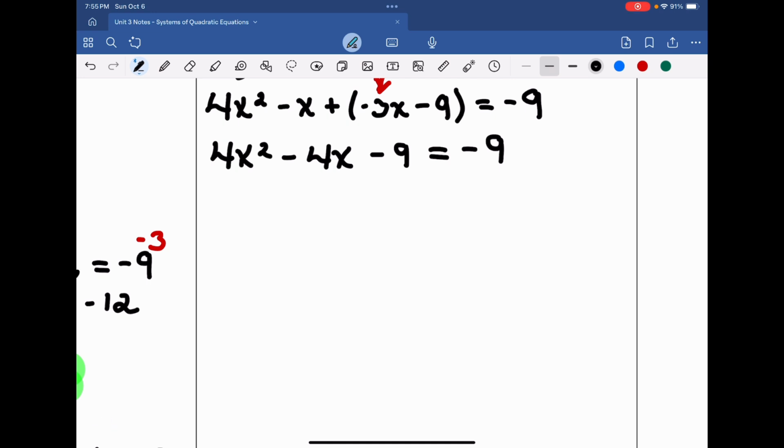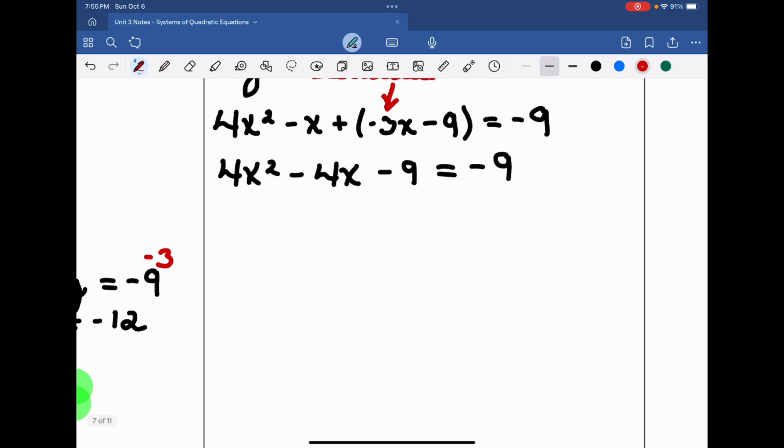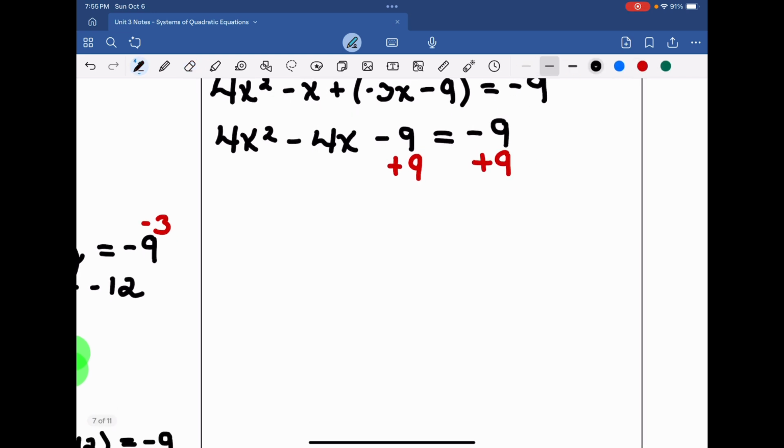To isolate x, what we could do is add 9 across, because realistically, we should be thinking about whether this is going to be a trinomial or a binomial, depending on what happens. I'm going to add the 9 across to both sides. Now, coincidentally, when I add the 9 to both sides, I end up seeing that the term actually eliminates. So there's no constant, and this becomes 4x squared minus 4x is equal to 0.